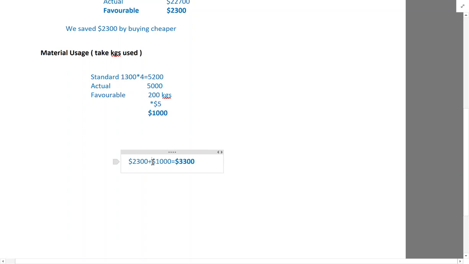Okay, so we saved on material in two ways. Either buy cheaper or use less. Okay, both of them will lead us to less cost.